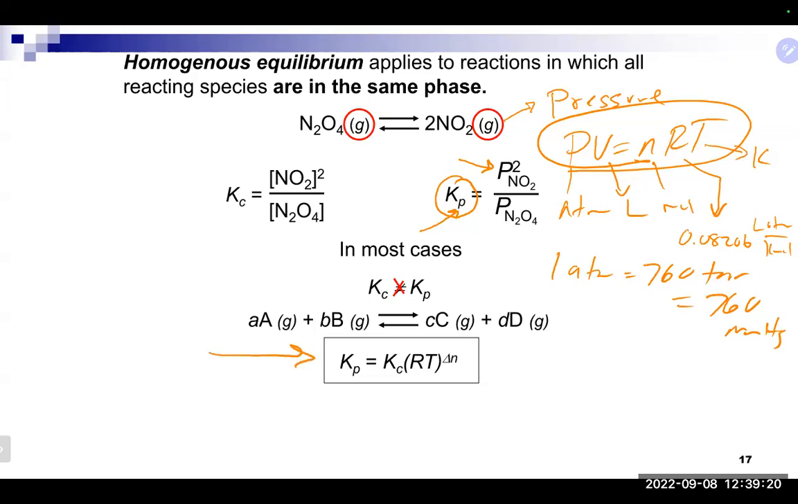If we take the KP value, it will equal our KC value times R, which is our gas constant, which would be this guy right there, times our temperature, which should be in Kelvin, to the delta n, which is the change in moles of gas. And that is found by taking the final minus the initial in terms of the gas molecules, using the coefficients.